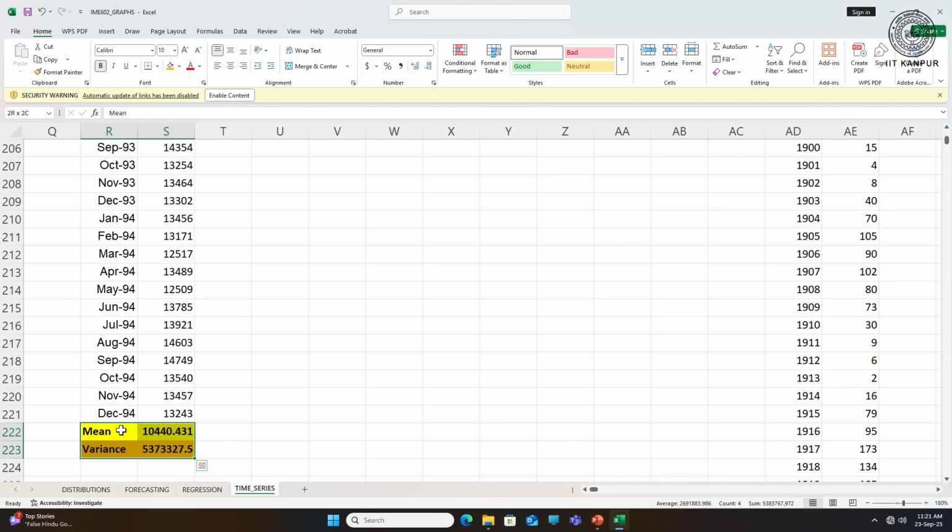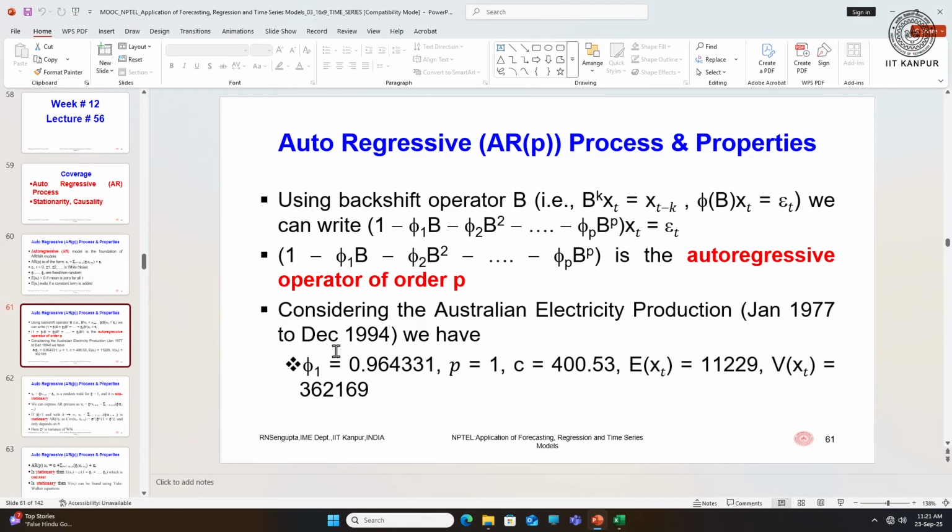Now, with these two results in front of us, especially the mean value, let us go back to the PPT slides. If I consider the Australian electricity production, which is from January 1977 to December 1994, considering p as 1, obviously you can change p, the parameter for the AR model, but I have only taken p as 1.